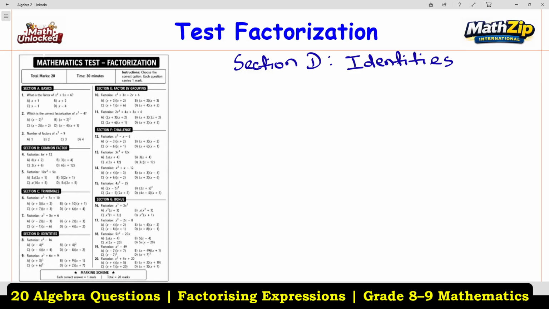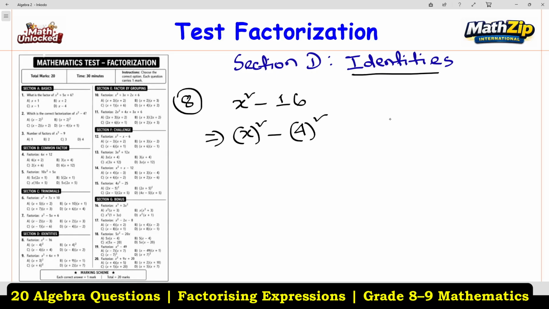Section D, identities. We are studying number 8. Already finished 1 to 7. Here, factorize x² − 16. This one we can write as x², and 16 we can write as 4². So it looks like a² − b².